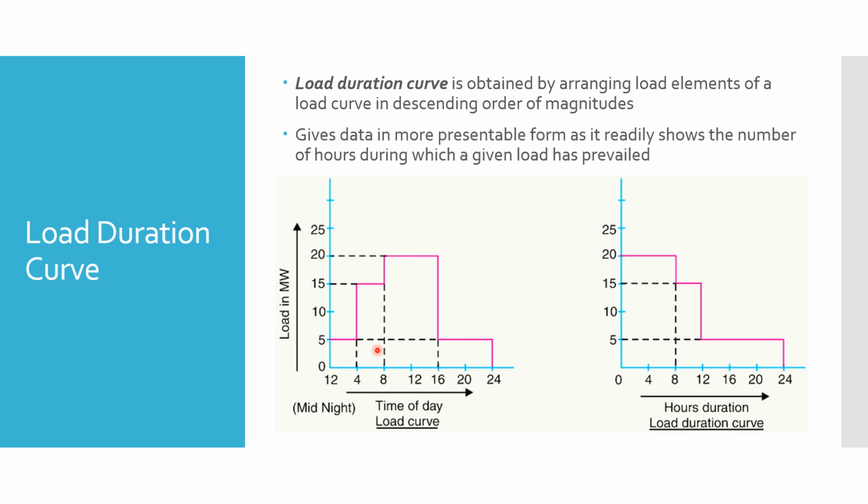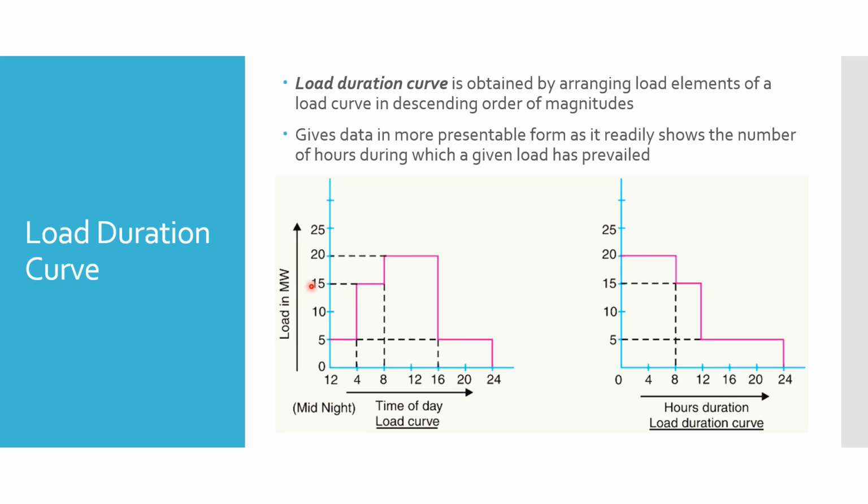Typically we are more concerned with for how many hours a particular load was present on the power system. Let's say we talk about 20 megawatts. The 20 megawatt load was occurring in the power station only from 8 a.m. to 4 p.m., which is 8 hours. So in a load duration curve, you first plot 20 megawatts from 0 to 8 hours, which shows that for 8 hours a 20 megawatt load was in the power station.